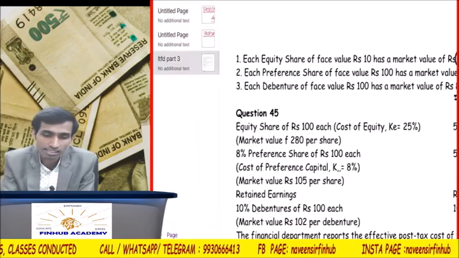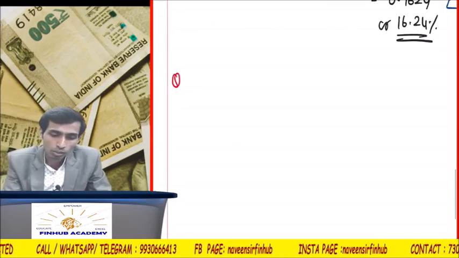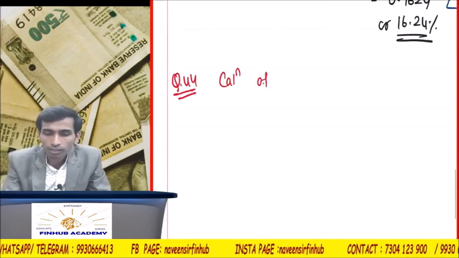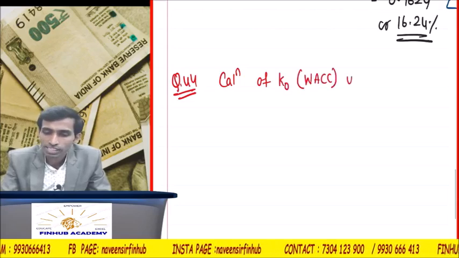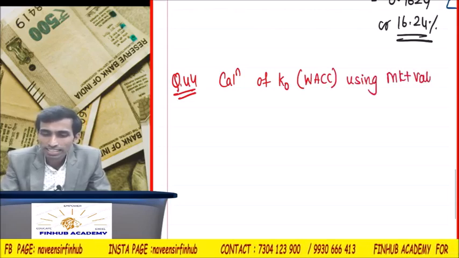Let's start. Listen. Question number 44. Calculation of Ko, that is WACC, using market value as weights.